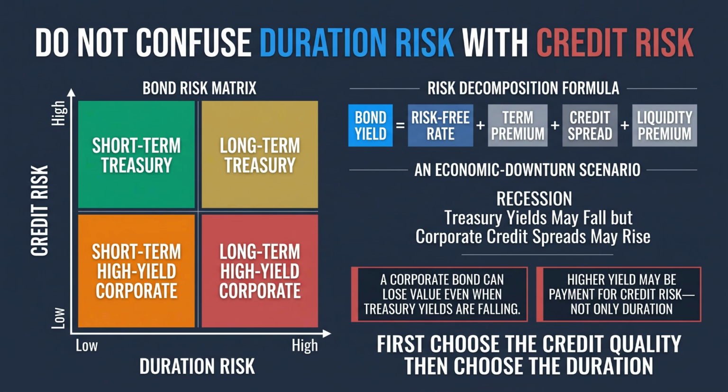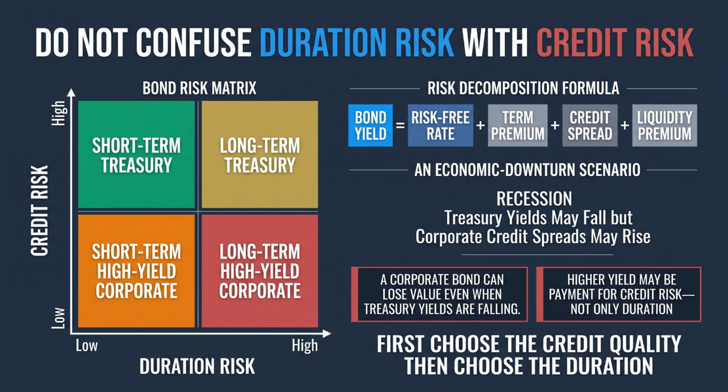This distinction becomes especially important during a recession. Treasury yields may decline as investors seek safety. That can increase the price of high-quality government bonds. At the same time, corporate credit spreads may widen because investors become more concerned about defaults. A corporate bond can therefore lose value even while Treasury yields are falling.